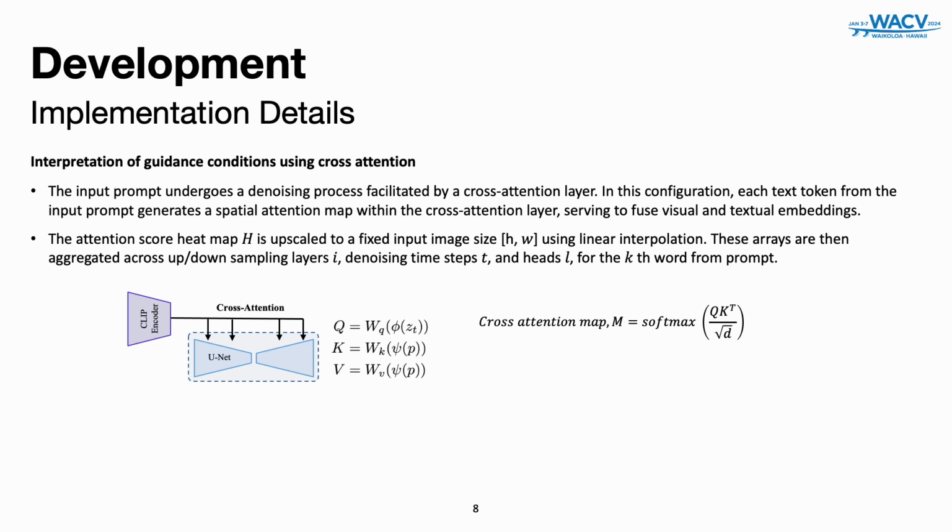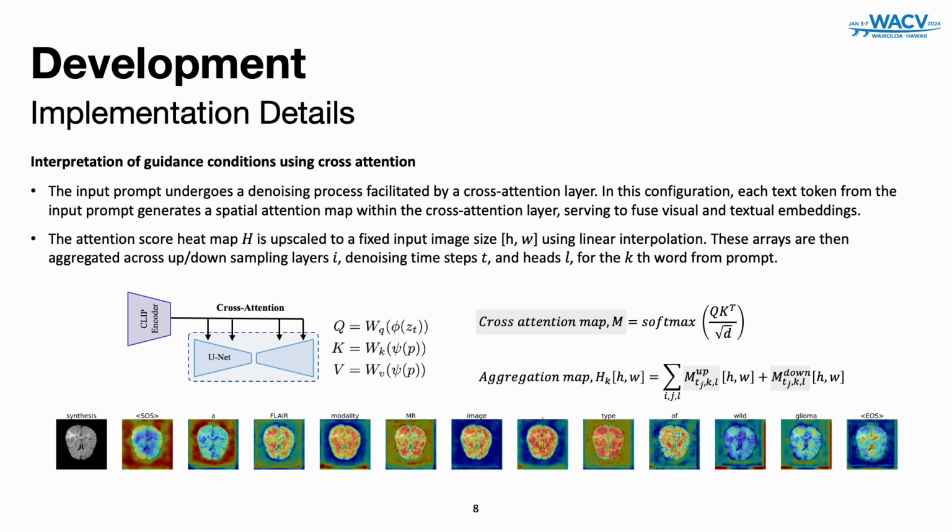Furthermore, to interpret text token conditions, we focus on spatial attention maps using query and key in the cross-attention layer. The cross-attention maps for the main unit are upscaled to match the fixed image size. These arrays are then aggregated corresponding to the given key with a word from the prompt, normalized, and visualized as a heat map H, corresponding to the individual word token.